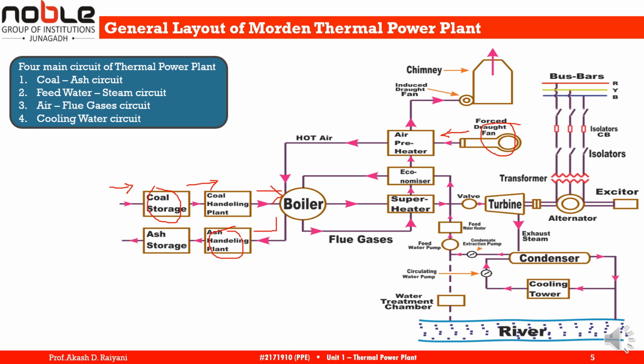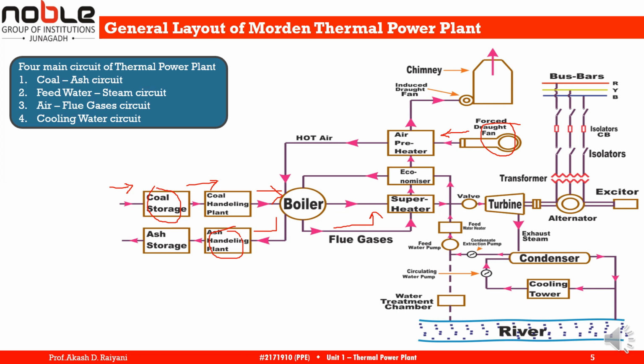The combustion of fuel results in the formation of flue gases. Here the flue gases pass through the superheater, economizer and then the air preheater, and in the last it is passed through the induced draft fan and then it escapes by means of the chimney.